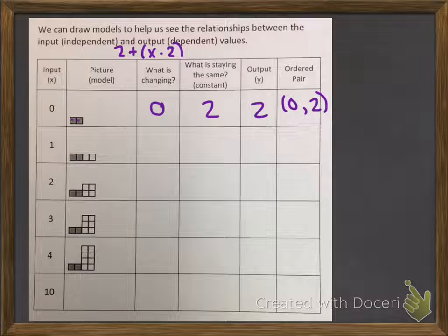And then the rule for this picture, the problem, is going to be 2 plus, remember we said x times 2, so that's 0 times 2. Let's try it with the next one.